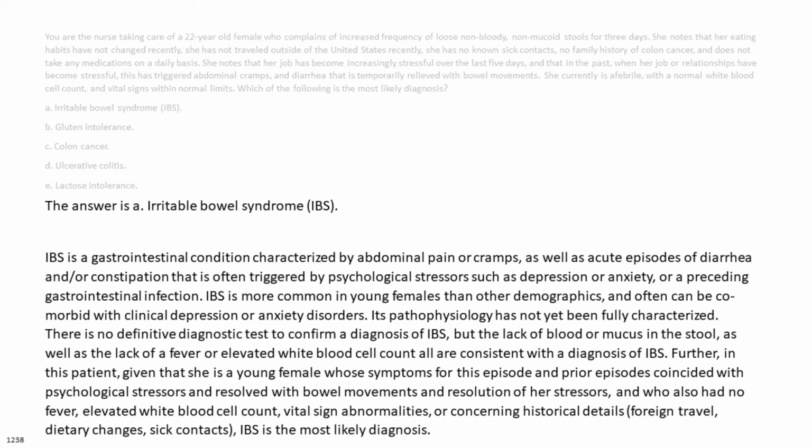There is no definitive diagnostic test to confirm a diagnosis of IBS, but the lack of blood or mucus in the stool, as well as the lack of a fever or elevated white blood cell count, all are consistent with a diagnosis of IBS. Further, in this patient, given that she is a young female whose symptoms for this episode and prior episodes coincided with psychological stressors and resolved with bowel movements and resolution of her stressors, and who also had no fever, elevated white blood cell count, vital sign abnormalities, or concerning historical details, foreign travel, dietary changes, sick contacts, IBS is the most likely diagnosis.